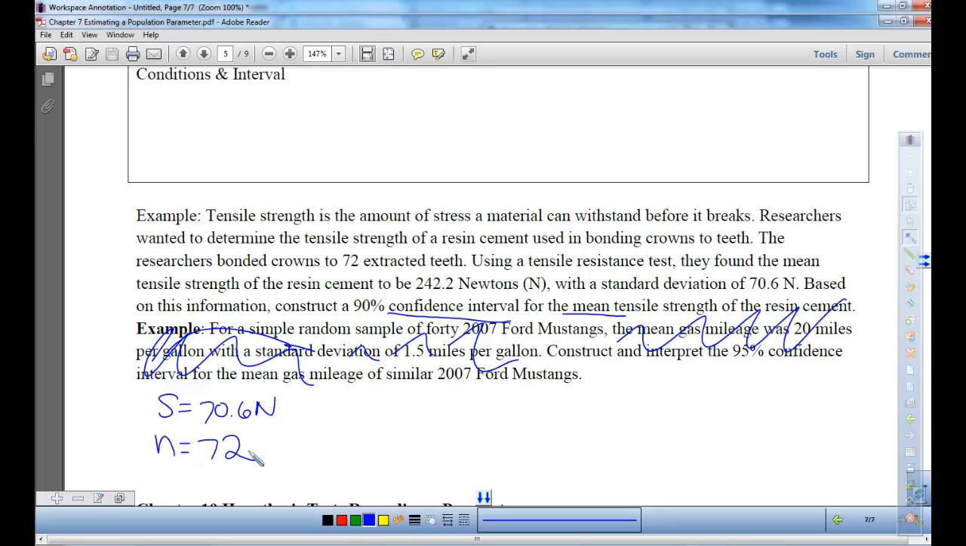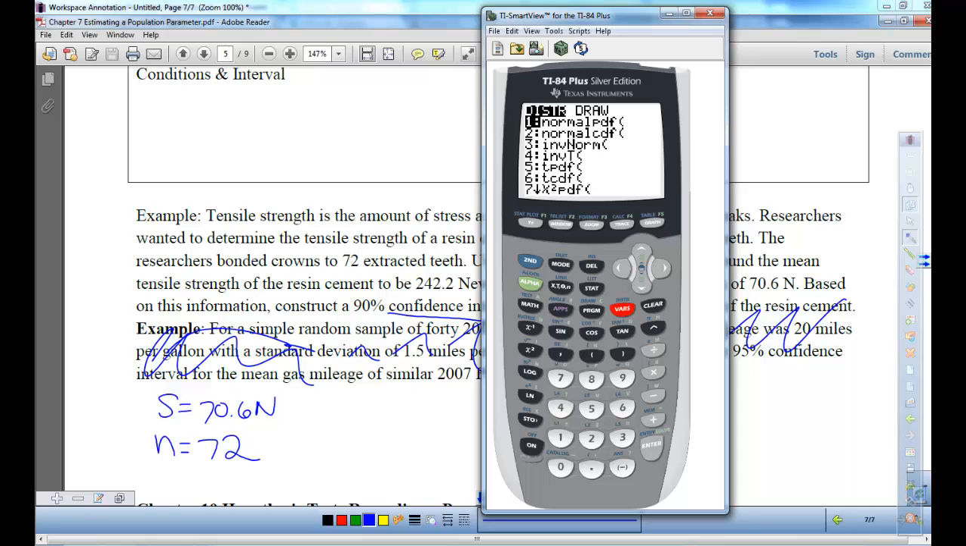So we can do our confidence interval on the calculator. And I think you can do this still on the 83 as well as the 84. So we're going to go to stat, test, and then we want to do a t interval, which I believe is going to be option number 8. We got a happy TI-83 user, right?